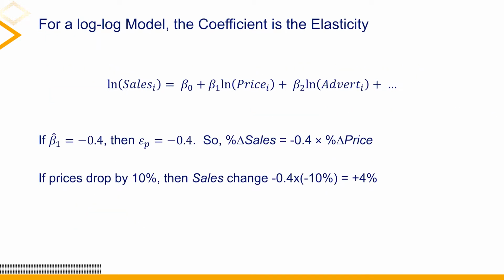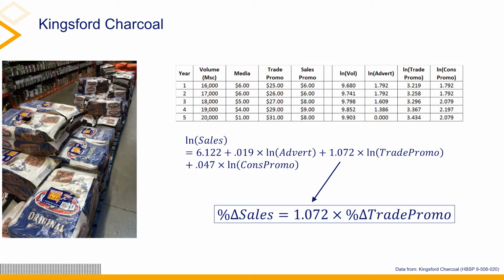The easiest way to get a summary measure of price elasticity is to regress log sales on log price while controlling for other factors that affect sales. The coefficient of log price is the price elasticity. As an example, consider Kingsford Charcoal. The data are annual, so there are no concerns with seasonality. The dependent variable is sales volume.